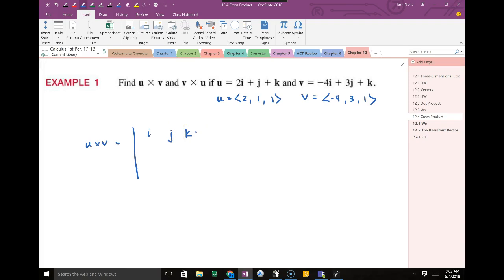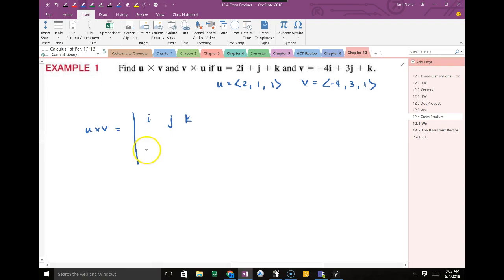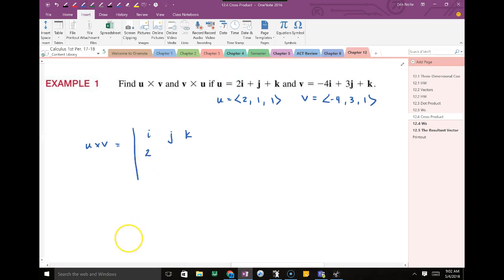Now what goes in the second row? There is a 2, 1, 1. It's just simply the u vector. Now the v vector goes on my third line. That makes sense? And that's why it's listed i, j, k. So the i's go in row 1, j's go in row 2, k's go in row 3.